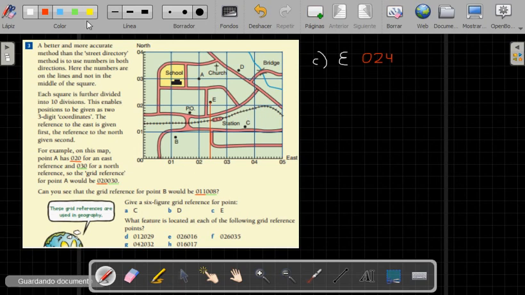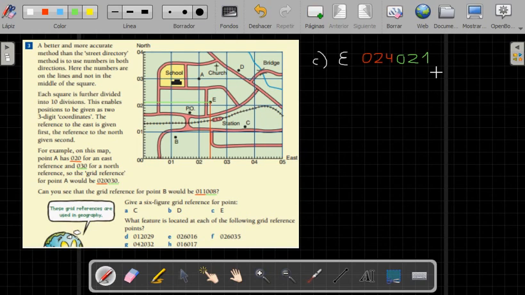What about the north reference? Once again, let's draw a straight and horizontal line from point E to the north reference. And we will see that we are beyond 0, 2. Estamos más allá de 0, 2. So I'll write 0, 2. How far from 0, 2? ¿Qué tan lejos estamos entonces de 0, 2? Okay, once again, let's count. This time we are 1 division beyond the 0, 2. Estamos una división más allá de 0, 2.